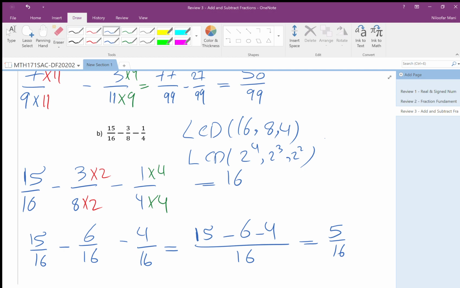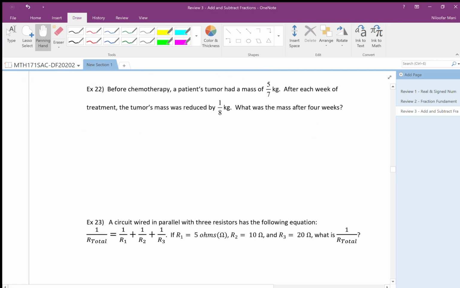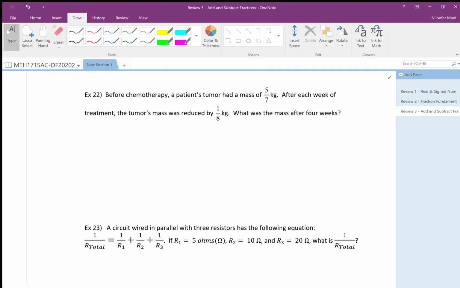Okay? That's great. So, again, word problem. You read the word problem to understand what's going on. Then you redo it mathematically and then find the answer. So before chemotherapy, a patient's tumor had a mass of 5 over 7 kilogram. After each week of treatment, the tumor's mass was reduced by 1 over 8. What was the mass after 4 weeks?